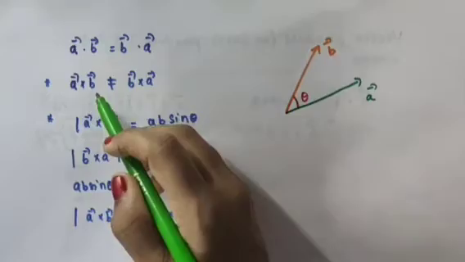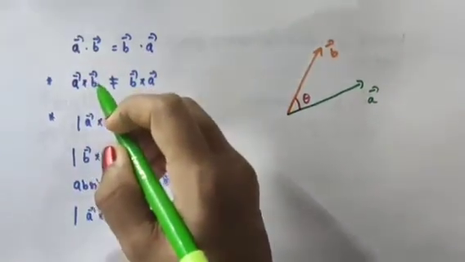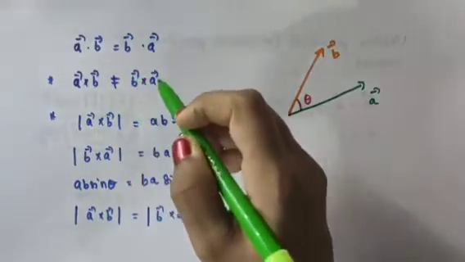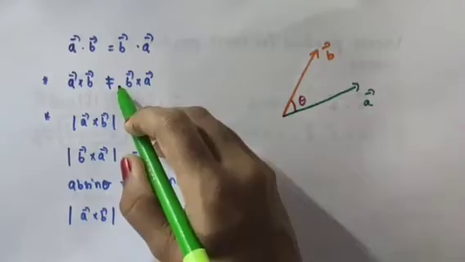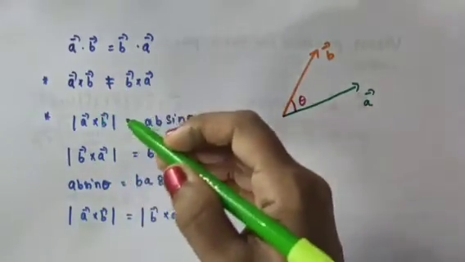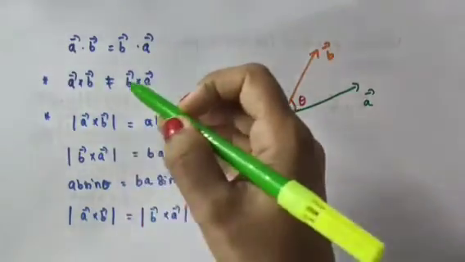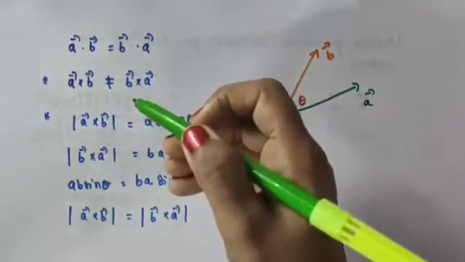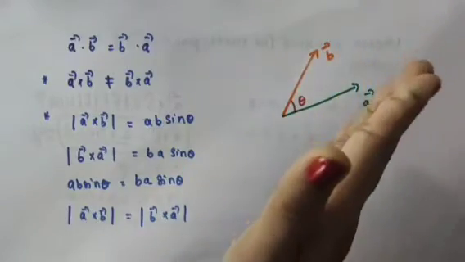We're coming to A cross B vector direction is different. B cross A vector direction is different. A cross B vector direction was out of the plane. B cross A vector was inwards to the plane. Therefore, the directions are not equal. Therefore, I'll be writing not equal to. But magnitudes are equal. Both magnitudes are equal, but opposite in direction. Therefore, it is not equal.